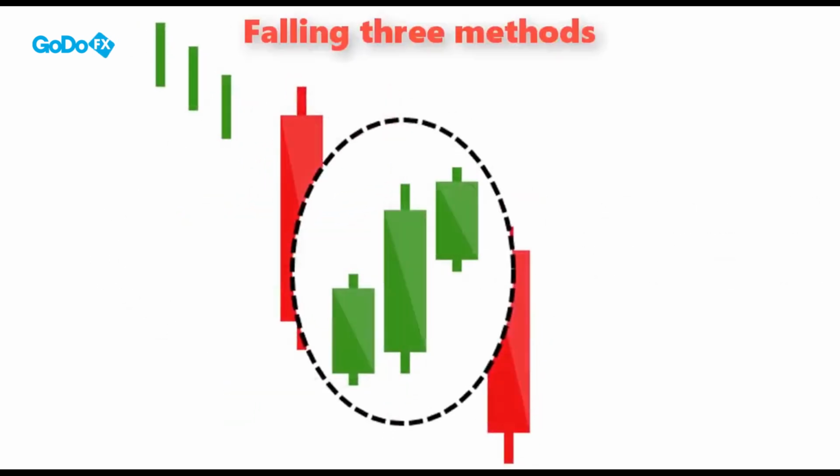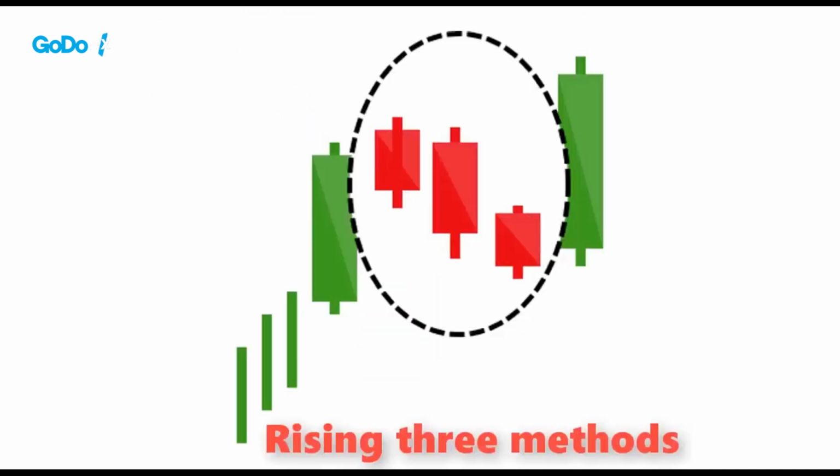Falling three methods. 3-method formation patterns are used to predict the continuation of a current trend, be it bearish or bullish. The bearish pattern is called the falling three methods. It is formed of a long red body, followed by 3 small green bodies, and another red body. The green candles are all contained within the range of the bearish bodies. It shows traders that the bulls do not have enough strength to reverse the trend.